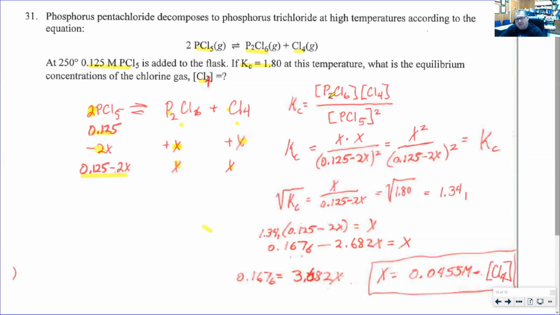So the P2Cl6 is what we said was X. The Cl4 was also X. The concentration of the reactant, PCl5, was the initial concentration minus 2X, but it needs to be squared because of the 2 stoichiometry. And what I see is that reduces to X squared over the same thing on the bottom is equal to K sub C.